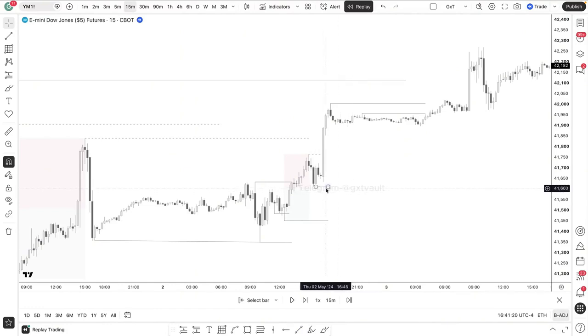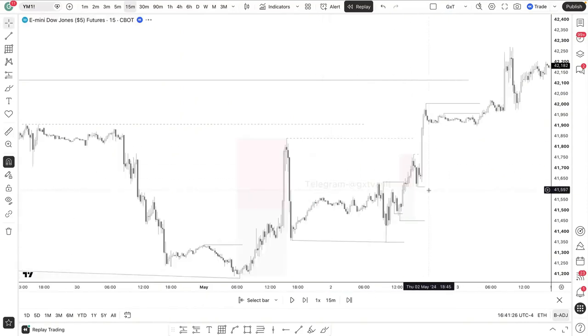And this is where you want to see manipulation. Now, price doesn't manipulate this low. There's no SMT, so you can't trade this expansion. It's as simple as that.